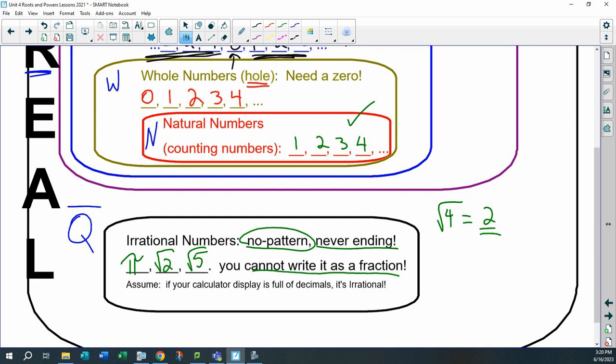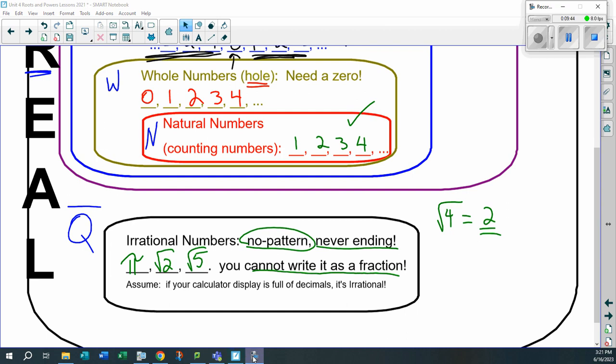So enough of that one. When we get into some more podcasts right away, we're going to get a little bit more detailed, and I'm going to show you some really cool tricks. But at least now, you know what a real number is.